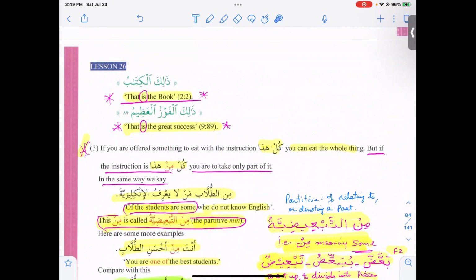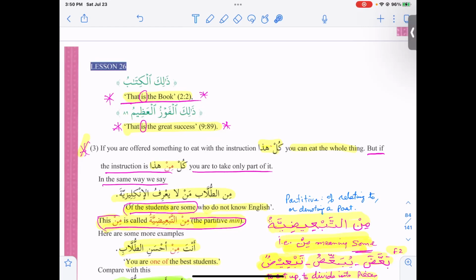Here is another rule. If you are offered something to eat with the instruction kul haza, you can eat the whole thing. But if the instruction is kul min haza, you are to take only part of it. In the same way, again it will come. So kul haza, eat everything, the whole of it. Kul min haza, take something from it. Take only a part of it.